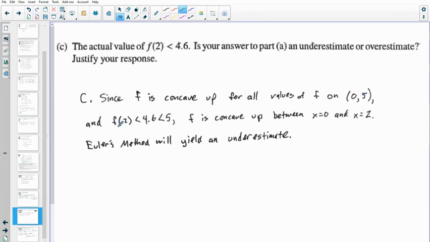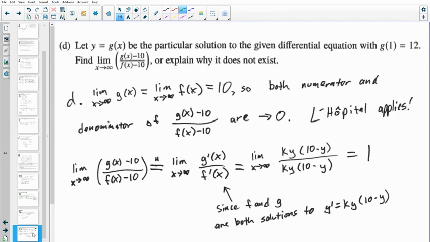Because the value that we have, the 4.6, is less than 5, I know that the graph is going to be concave up on this entire interval, which means that Euler's method approximation, a first degree approximation, will give us an underestimate. You don't have to say this, but if you have a graph that's concave up, a linear approximation will be underneath the curve, and that's sufficient justification.